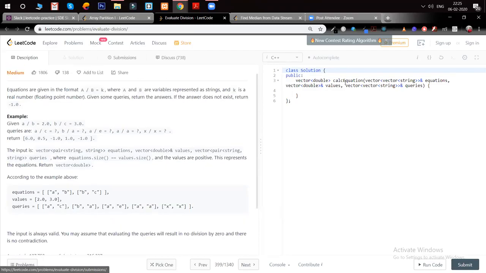So we are given a bunch of parameters over here. One is for the equations that we have, one for the values, and one for the queries that will be passed. So any questions regarding the problem description?